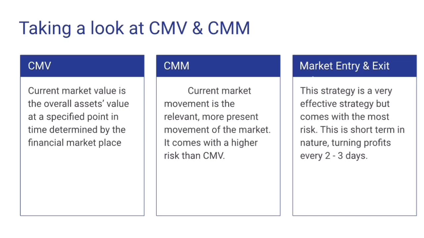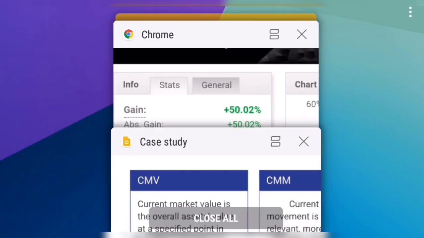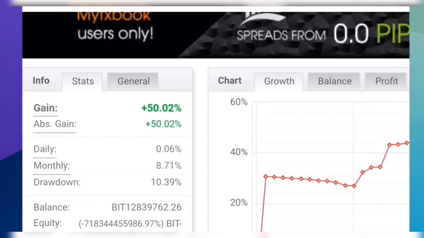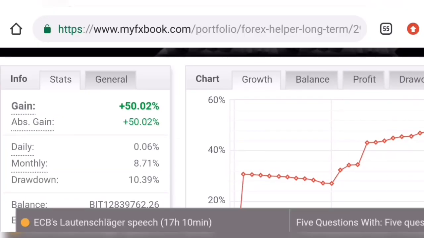MyFX book, let's take a look at it. Let's take a look at MyFX book, current market value. All right, and that's just one account on current market value. Everything varies on what you're carrying. Do you have an account that's full of mainly gold? All these assets, when they combine together, they'll produce different results.